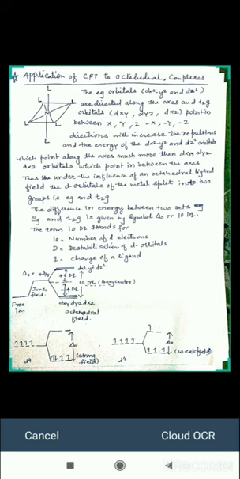Now the difference in energy between the two sets Eg and T2g is given by a symbol, that is delta O, or it is also called 10 Dq. What is this 10? The number of d orbitals is 5, so the number of electrons is 10. D is the destabilization of d orbitals and q is the charge of the ligand.